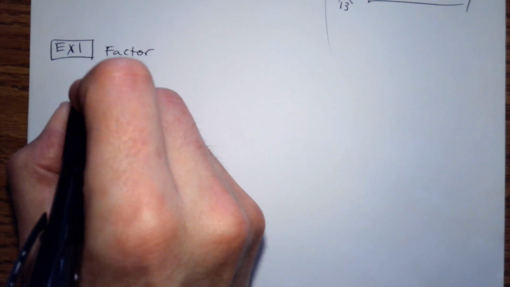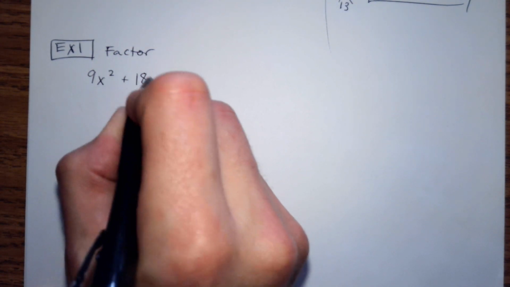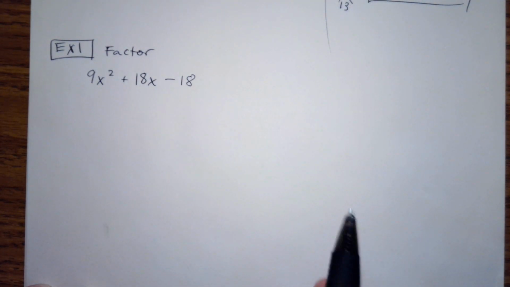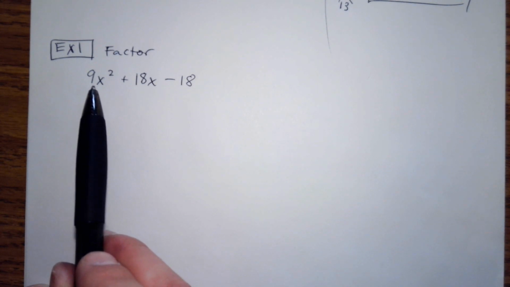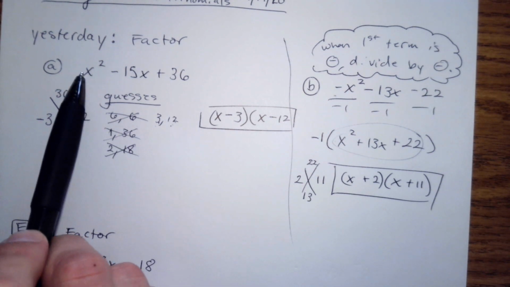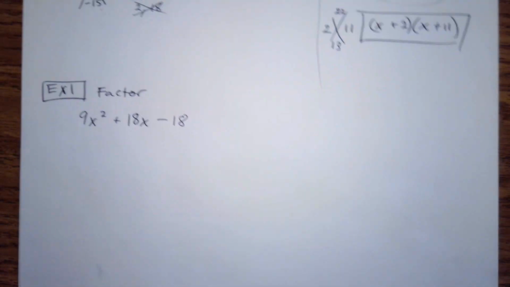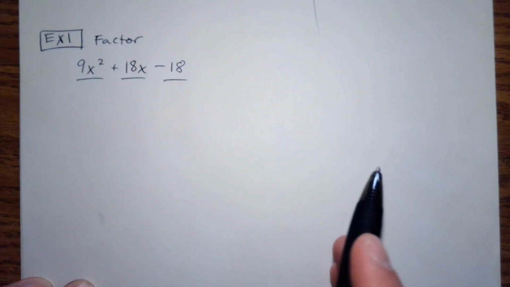So if I had 9x squared plus 18x minus 18, I can't use the shortcut on this because this is not just a 1. I cannot use the shortcut. I can't just jump to something like this after I do the x, because this has a 1, so I could. This does not have a 1. But what could I do on this? Yeah, you could divide everything by 9.